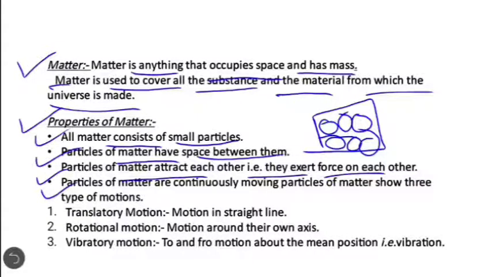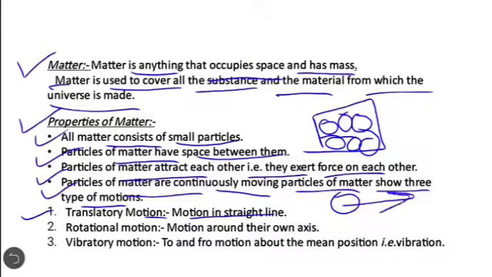Next point, particles of matter are continuously moving. Particles of matter show three types of motion. It means particles of matter are always moving and they can show three types of motion. The first motion is translatory motion. It means motion in a straight line. Particles can move in a straight line.